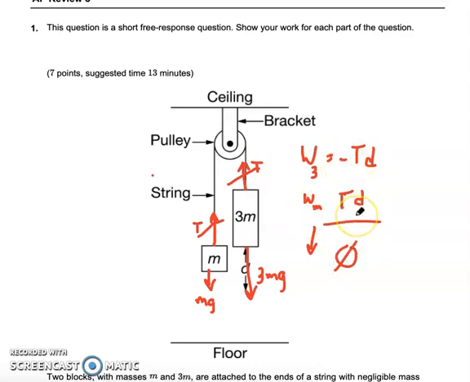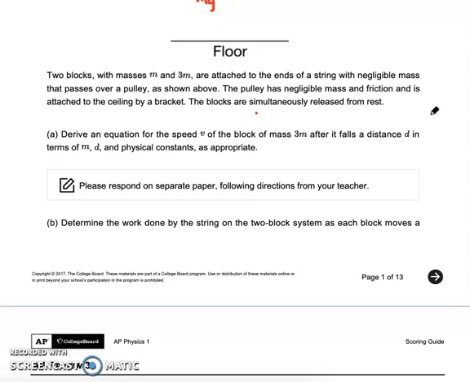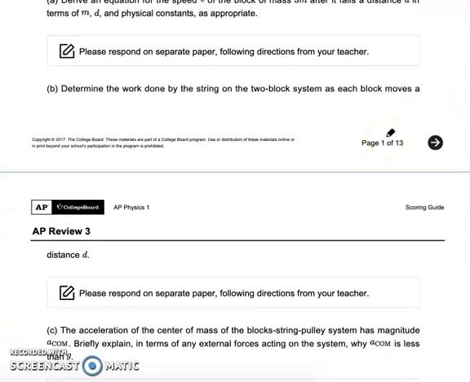So long story short, for 1 point, that problem is no work is done by the string. And we can look at that from a different standpoint, in that the strings are internal forces to our system if our system is defined as the 2 blocks. So internal forces can't do any work.